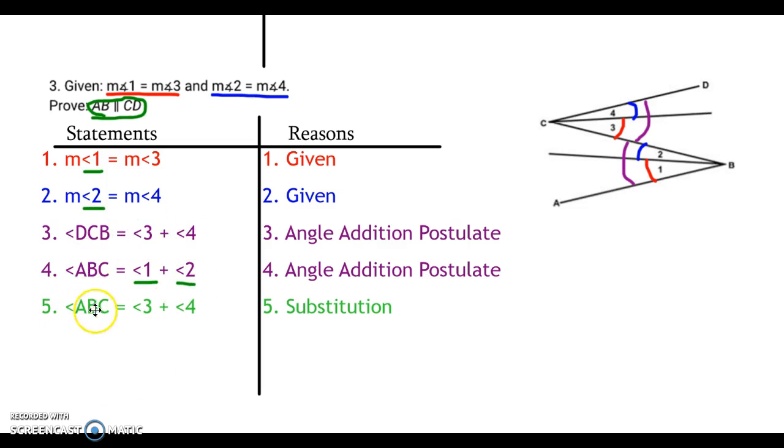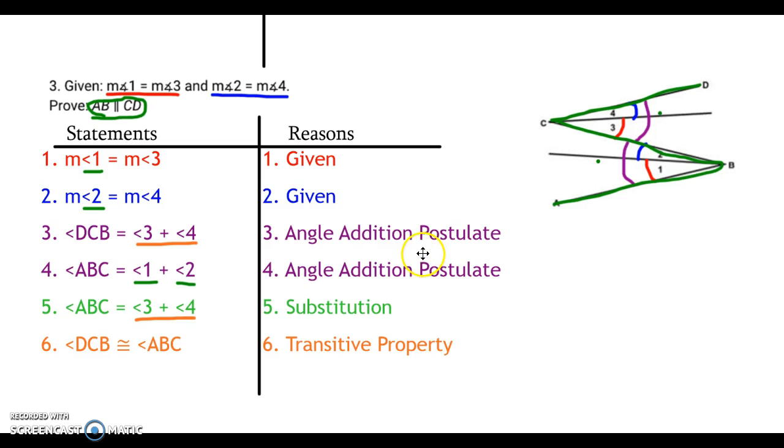That means these two angles are congruent because they're equal to the same things, which, of course, is the transitive property. Once we see that these two angles are congruent to each other, we can identify on the diagram that since the angles are congruent, these two lines must be parallel by that Z theorem again, alternate interior angles.